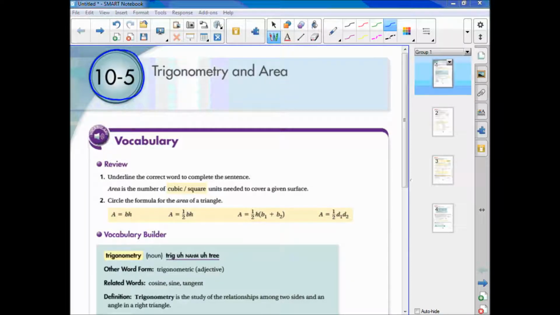Today we are covering section 10-5, trigonometry and area. So first, our warm up. We have some vocabulary. Underline the correct word to complete the sentence. So area is the number of square units needed to cover a given surface. Remember, cubic is going to be our volume units.